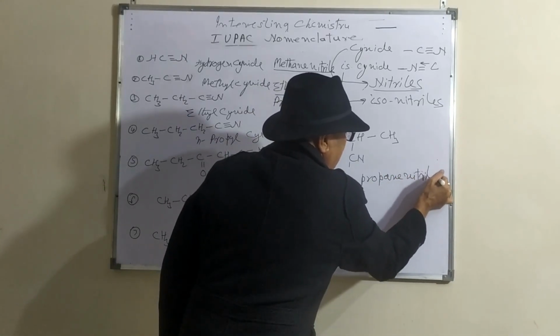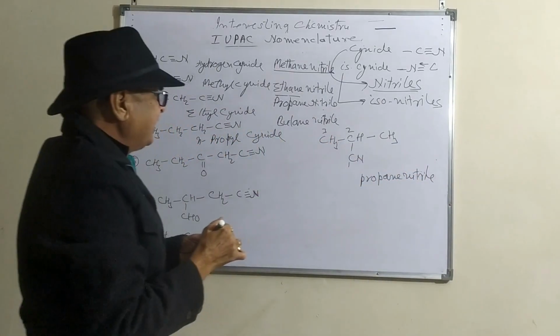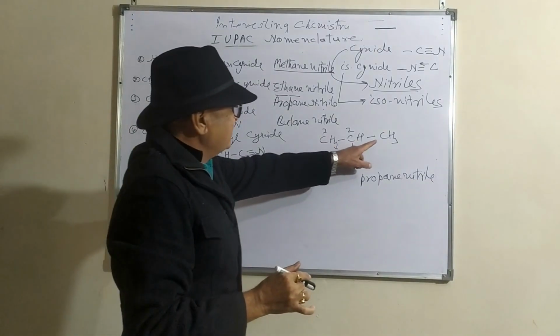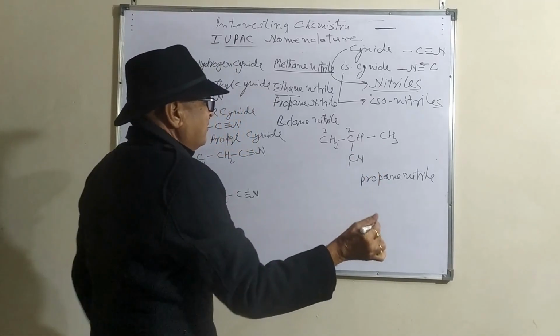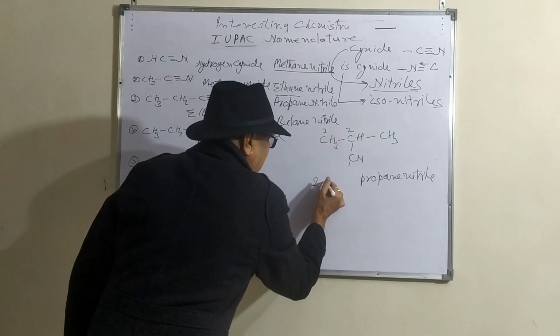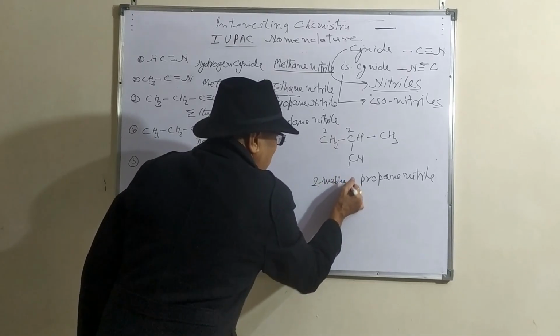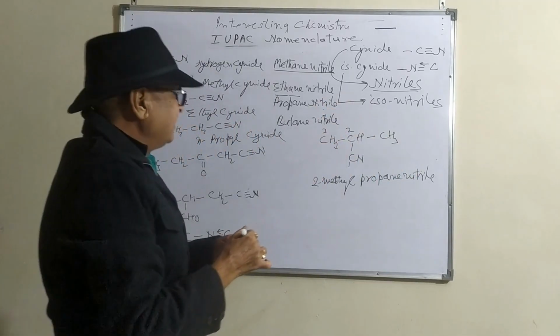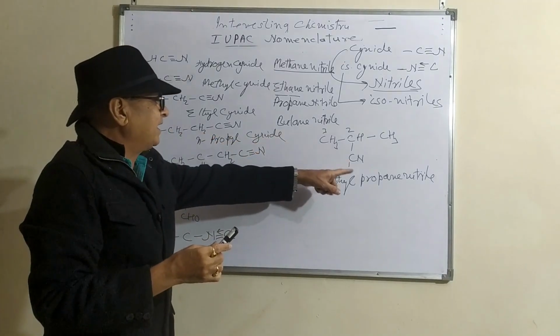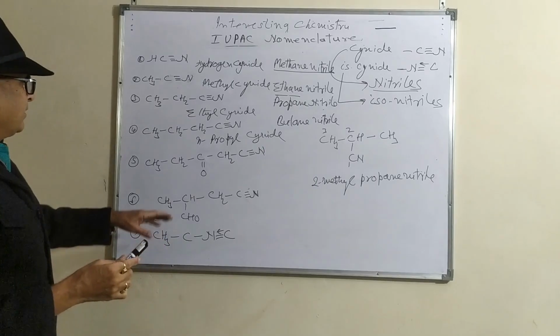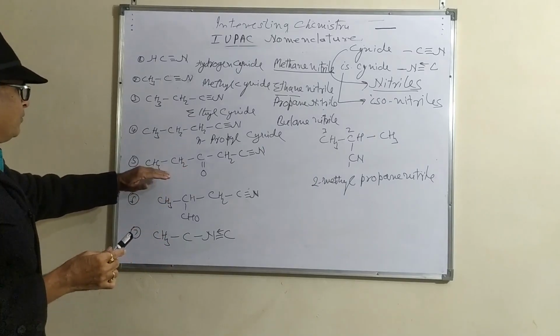The name of this compound will be propane nitrile. And here one CH3 group is left as a substituent group. So you will write the name of this as 2-methyl propane nitrile. So the name of this compound will be 2-methyl propane nitrile.